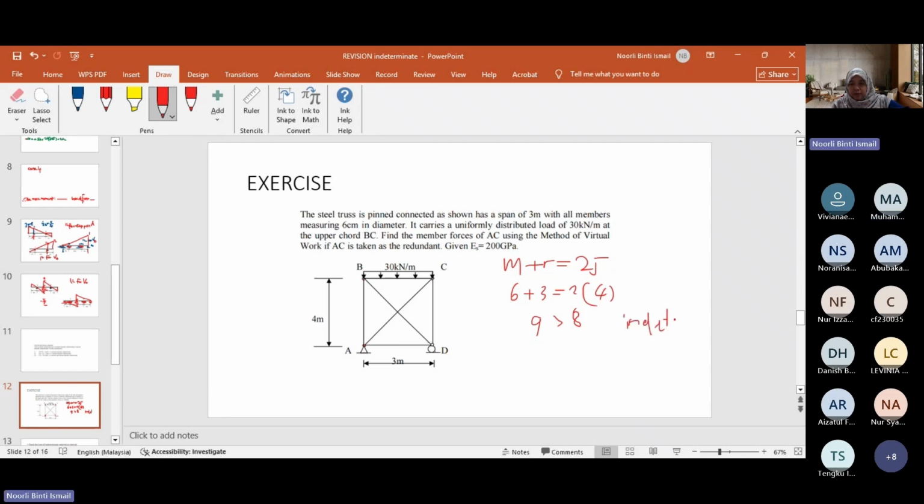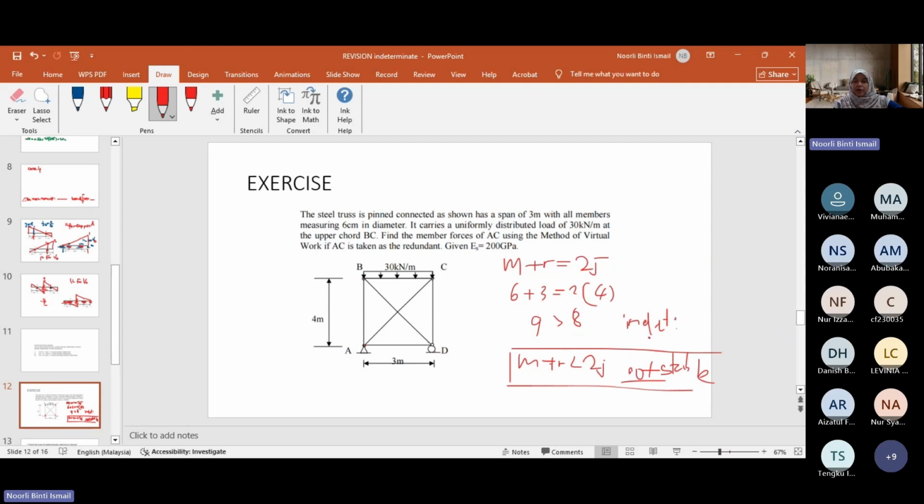Not stable means what? M plus R less than 2J, yes. This one is not stable. But you got more, right? More is not stable... If you got M plus R less, that one is not stable. But you got 9 over 8, which is okay, it's stable. However, the type is indeterminate.